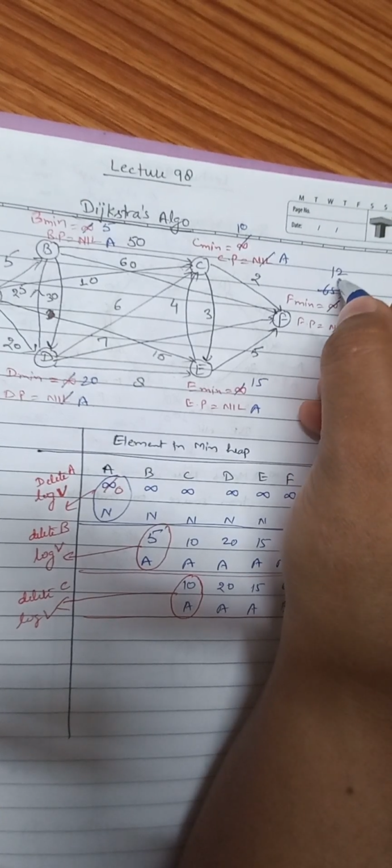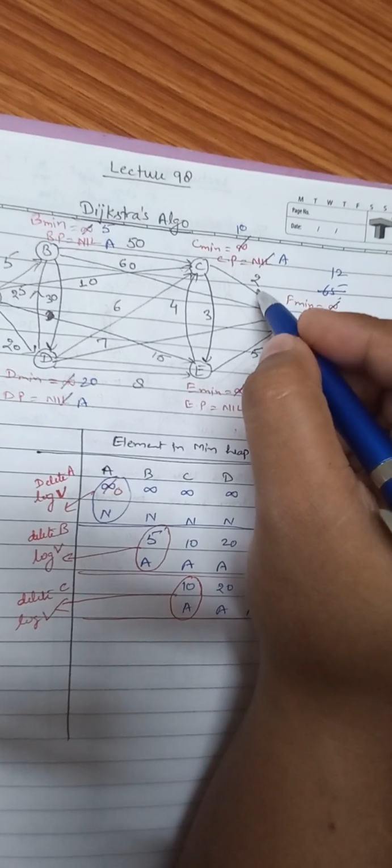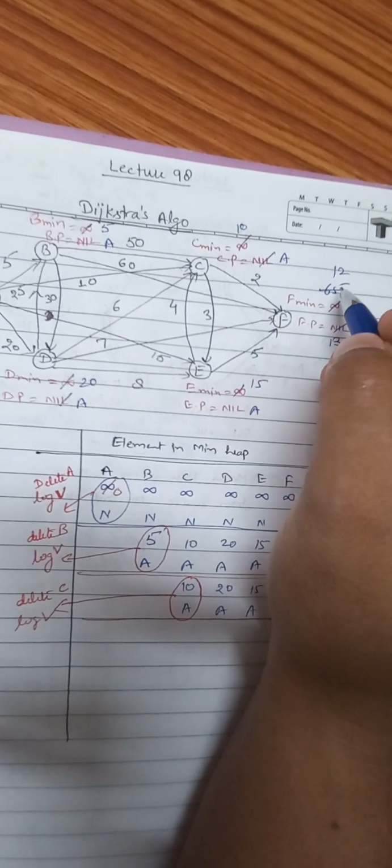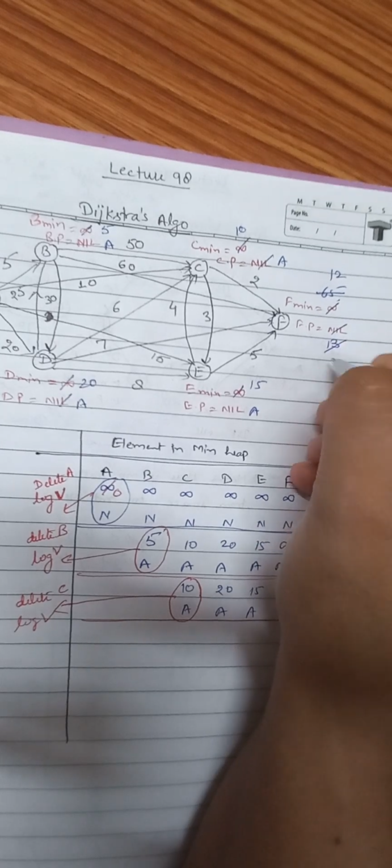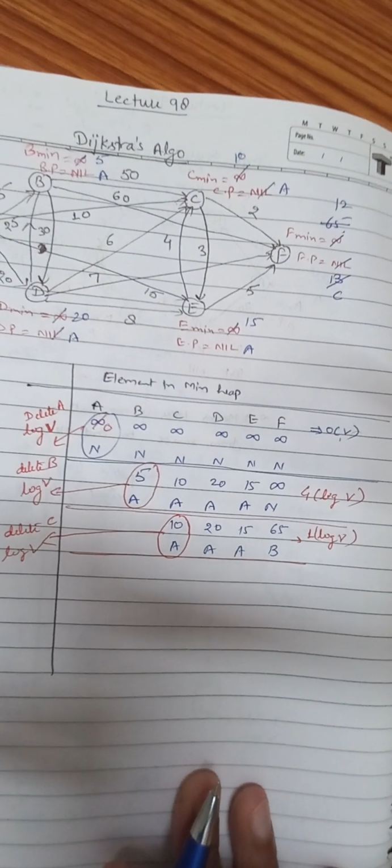65 is more and 12 is less, because at C we have 10, and if we go from C to F, what is the weight? 2. So the total is 12. So we can replace it. So now the parent is C and the value is 12. So one change happened over here.